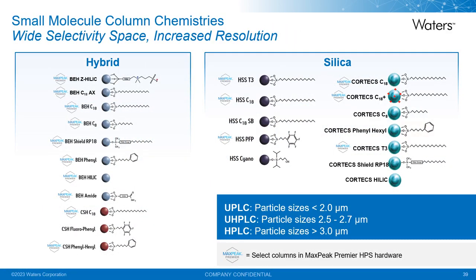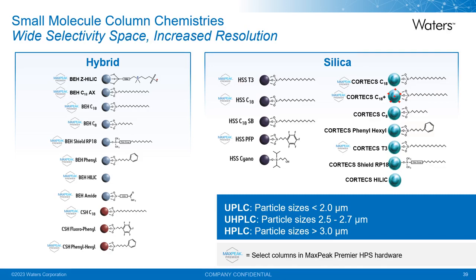So here I'm showing you a snapshot of the ever-growing family of selectivity choices of columns based on the hybrid and silica particle compositions that I showed you earlier. And these are both fully porous and solid core particles that are fully scalable to HPLC and UPLC and UHPLC, so that 2.x micron particle space. There are select offerings of columns that can be purchased with the MaxPeak High Performance Surfaces technology that I talked about just on the immediate previous slides.